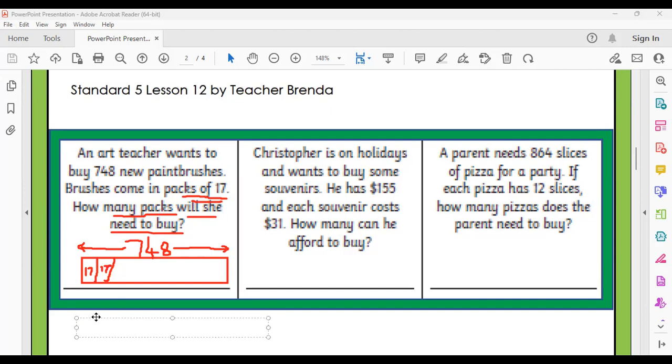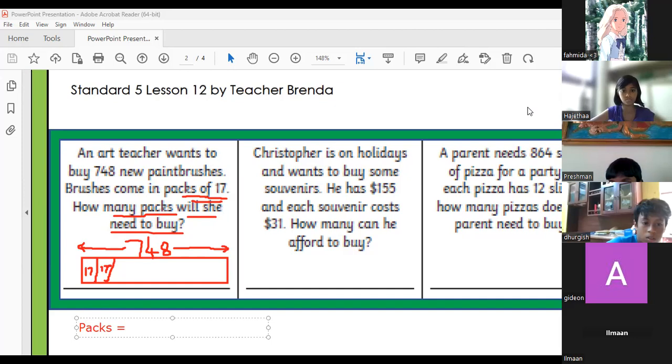Let me now ask somebody here. Gideon, what do you think I must write first? What am I finding here, Gideon? Am I finding paint brushes or am I finding packs? Packs. Yeah. So that is what you need to write. You need to write packs. Okay? And now, how do I find my packs? Hajita, can you tell me how to find the packs? 748 divided by 17. Very good. Remember, these are brushes. And so, equals. Durgesh, what times table do we need to do here?